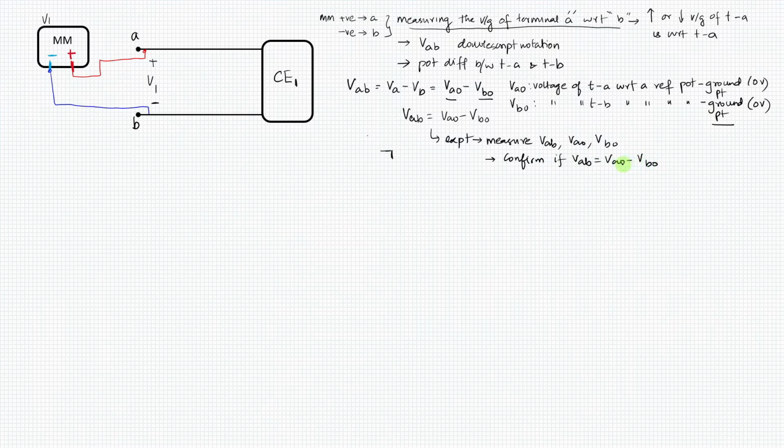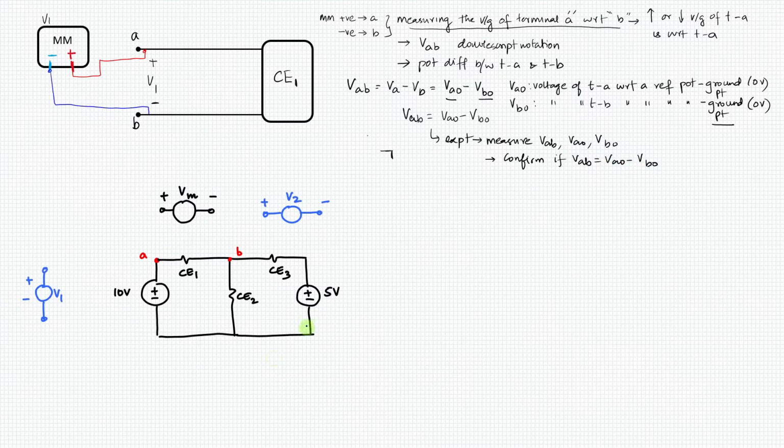And this experiment we will be doing with the help of this particular circuit here. Here I have taken circuit element number 1. This is our circuit element 1. We will be measuring three voltages here. I told you, first we will be measuring VAB.